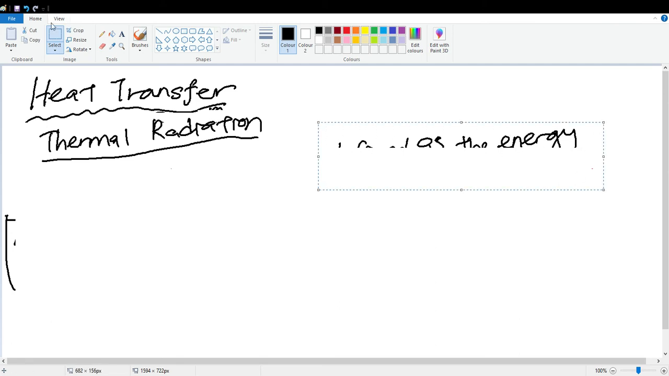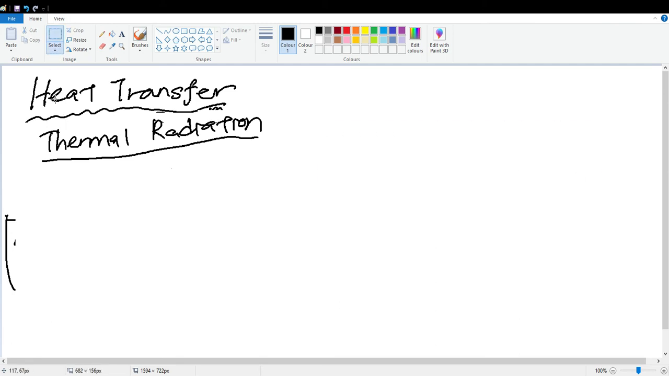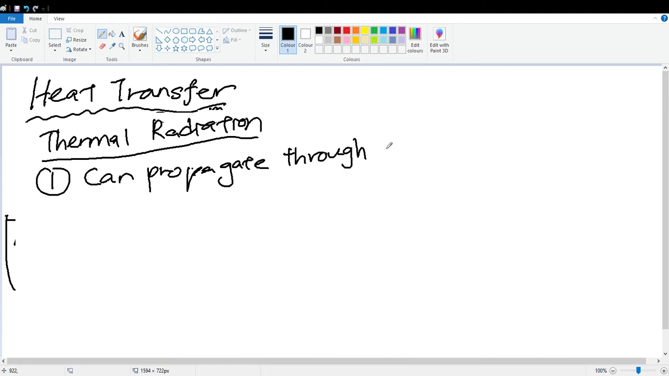So for thermal radiation, the first property is that it can propagate through vacuum. So this is the first property of thermal radiation. So in the outer space, the heat energy from the sun.